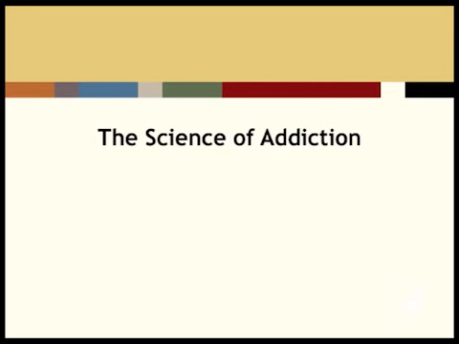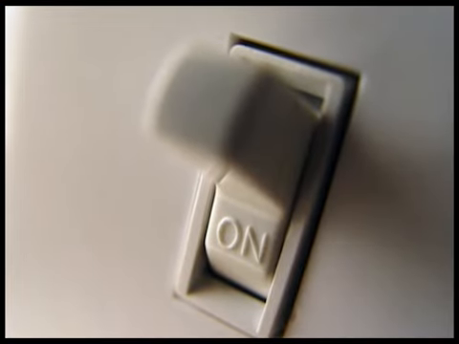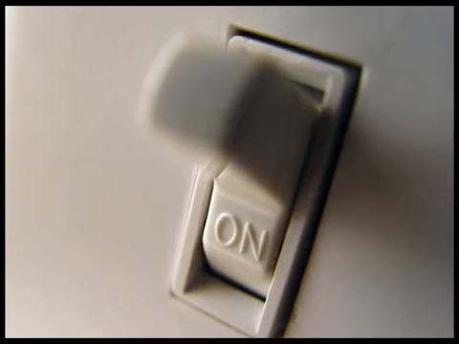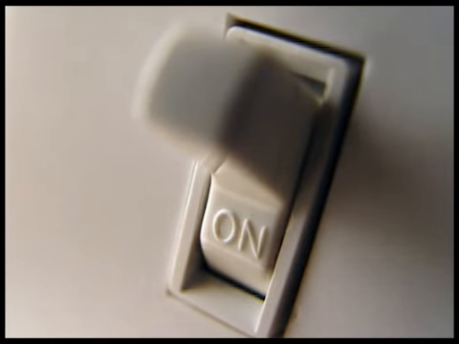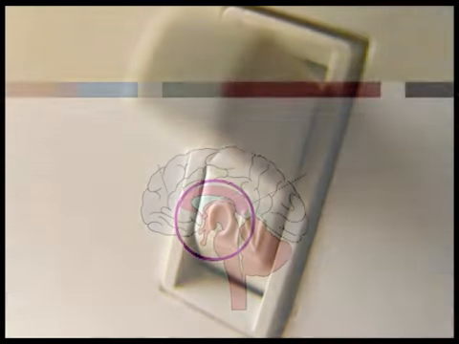Now we'll talk about the science of addiction. Researchers have found that using drugs or alcohol too much changes the brain. It's as if a switch in the brain is turned on at some point. This point is different for every person, but when this switch turns on, the person becomes dependent on the substance.